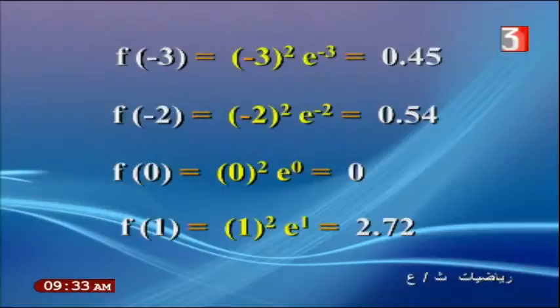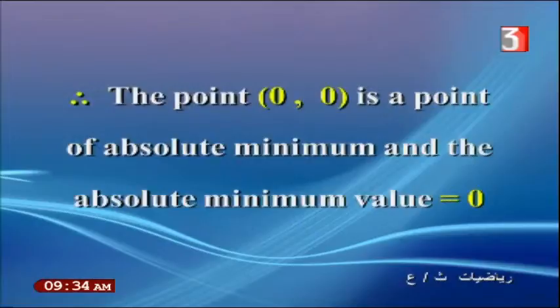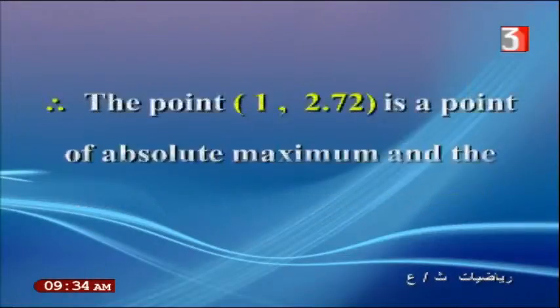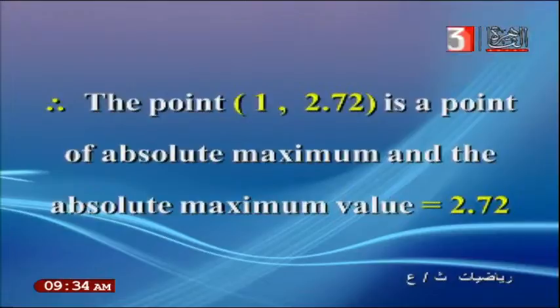Now we have 4 values for y. The smallest one is 0 and the biggest one is 2.72. Then the point (0, 0) is a point of absolute minimum, and the absolute minimum value equals 0. And the point (1, 2.72) is a point of absolute maximum, and the absolute maximum value equals 2.72. Now we move to the next example.